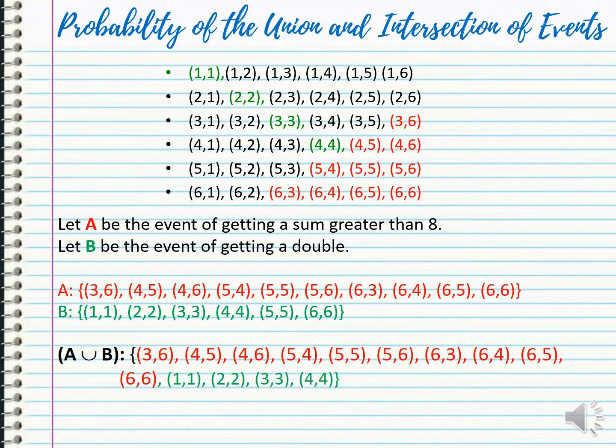So that's how many elements? That's 1, 2, 3, 4, 5, 6, 7, 8, 9, 10, 11, 12, 13, 14. That's 14 out of 36. Therefore, the probability of getting the union of events A and B is 14 over 36 or 0.38 or 38%. You're likely to get 38% of getting an event that has a sum of greater than 8 or getting a double.